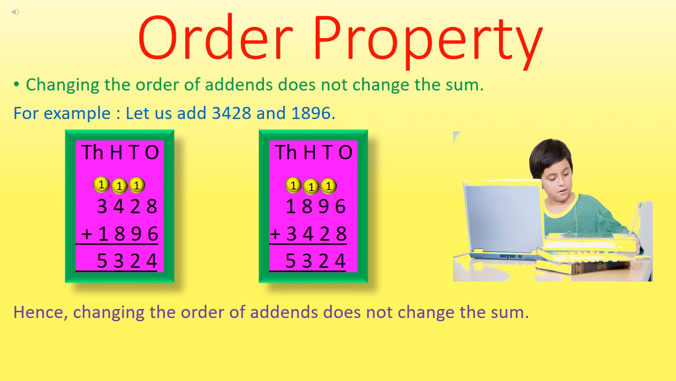Let us add 3428 and 1896. First of all, we will arrange them in columns, then we will add them. And when we add them, what do we get? We add 8 and 6 which are in ones place. 8 and 6 becomes 14. So we write 4 in ones column and carry 1 in tens column.